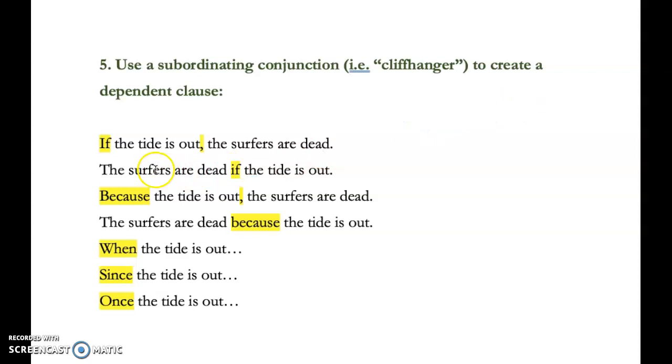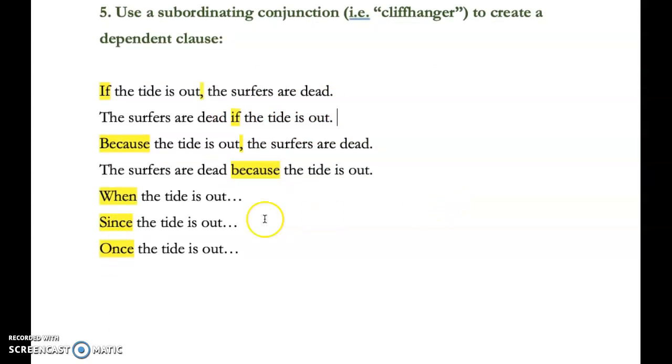So here are some words that make dependent clauses: if, because, when, since, and once. And you have two choices here. You could make the first sentence a dependent clause, if the tide is out, and then you would need to attach it to a complete sentence: the surfers are dead. You could flip it too. You could say, the surfers are dead, that's your complete sentence, and here's your dependent clause, if the tide is out. Notice that if your sentence begins with the cliffhanger word, you need a comma in here. If you put the cliffhanger word at the beginning of the second sentence, then you do not need a comma.